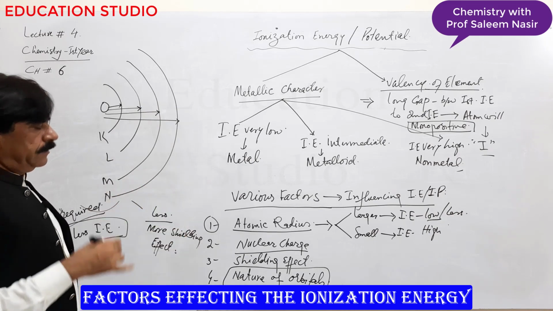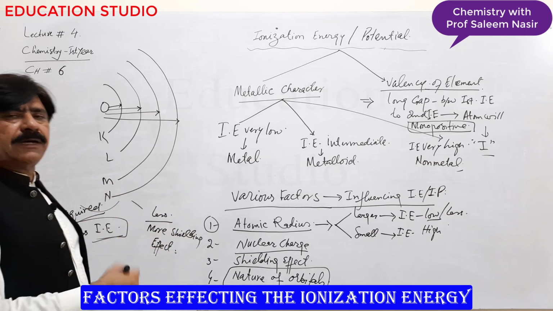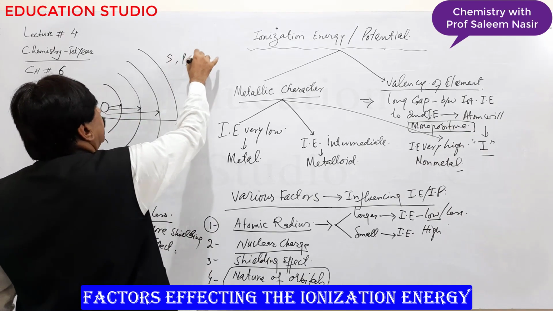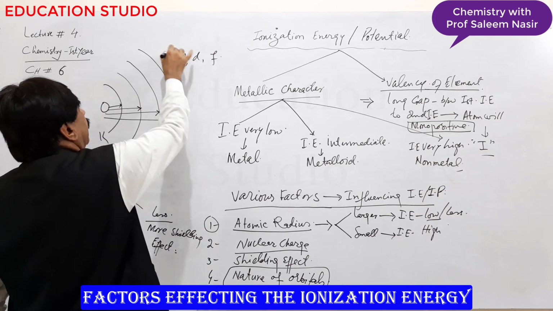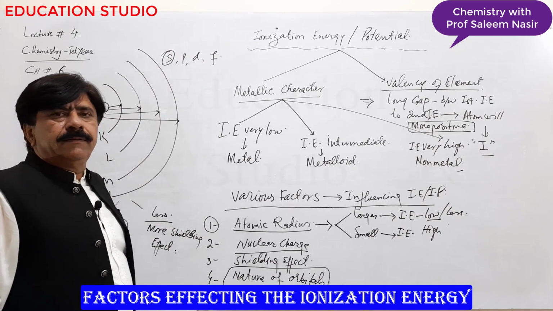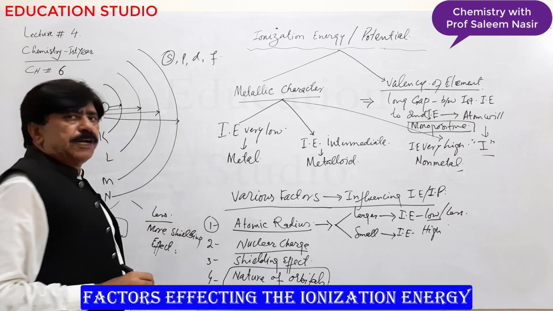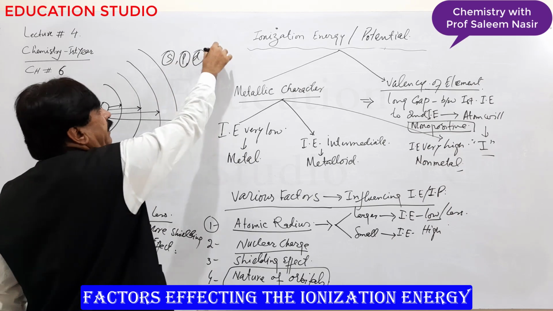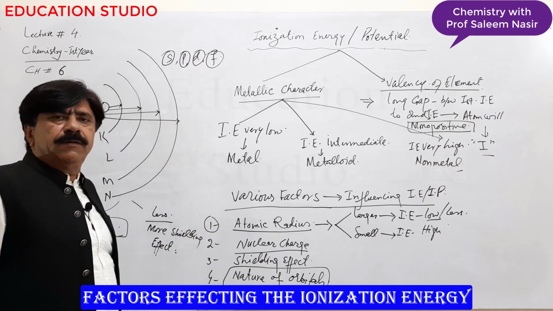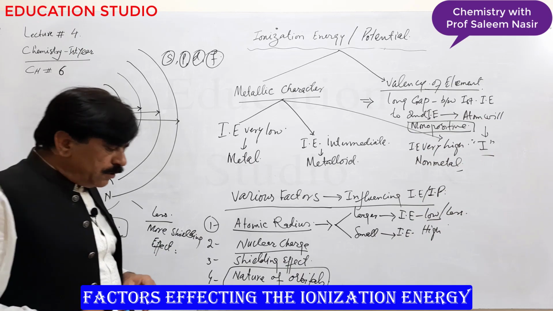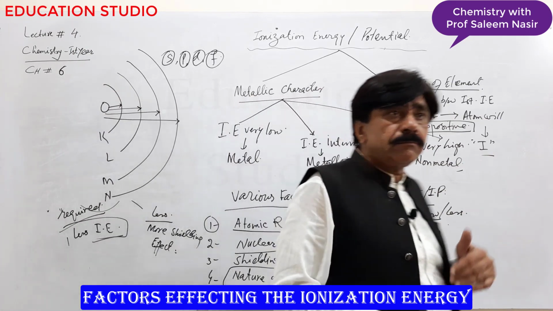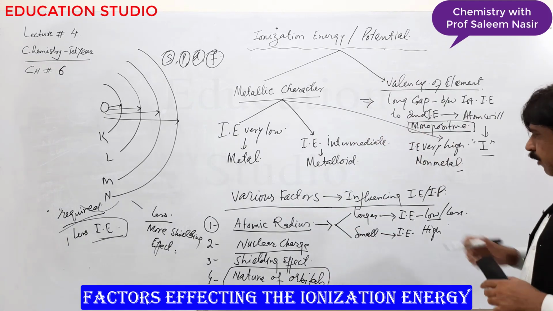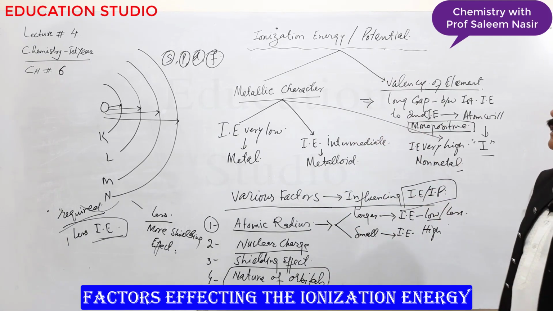If we consider it with reference to the orbitals, that is the S, P, D and the F. The S needs more energy, P is away, D is further away and F is further away from the nucleus. So we can say that the nature of the orbital also influences the value of the ionization energies.